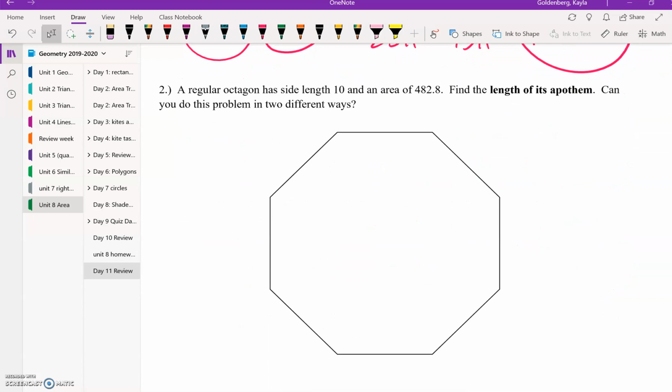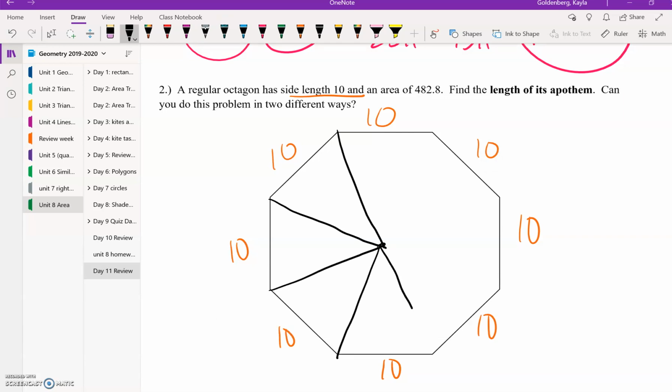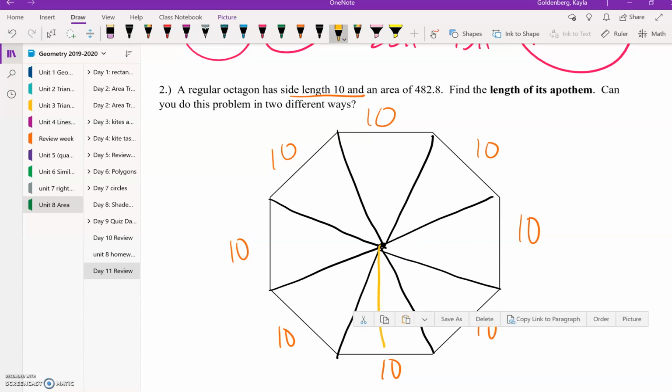We have one more problem. So here's the last optional review problem. We have a regular octagon with side length of 10. And we want the length of its apothem. Just a quick reminder what an apothem is. If I draw in my triangles to the center of my shape, the apothem, if I look at one triangle, is the height to the side length, right?